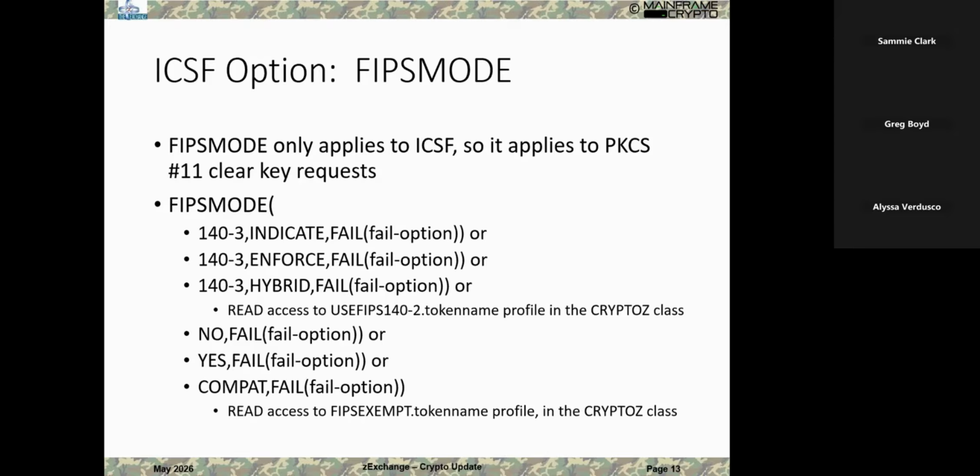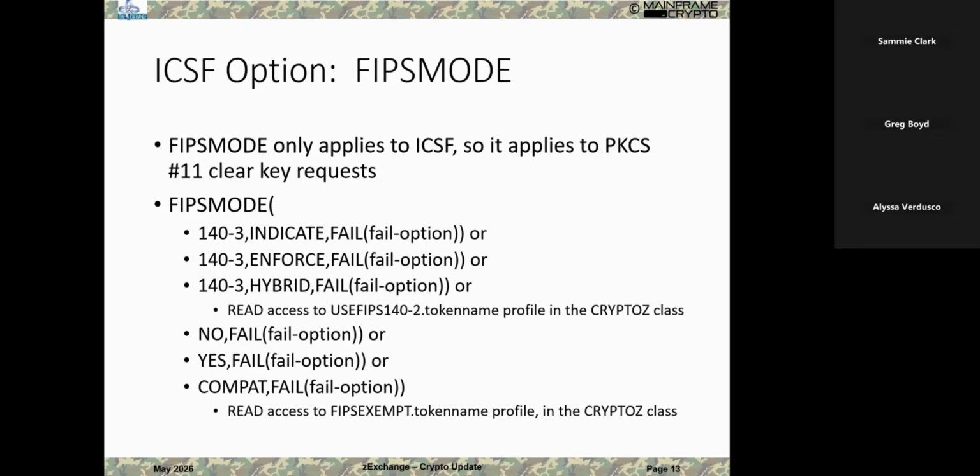And my suggestion, and I've made this suggestion before, when you code your APIs, I really think you ought to query all of the return codes and reason codes and surface the information that comes back because it may be pertinent to you in the future. So, enforce requires you to use FIPS 140-3, indicate says you can use either one, and it'll tell you which one it used. And then the third option there, hybrid, is kind of like the compat mode before.